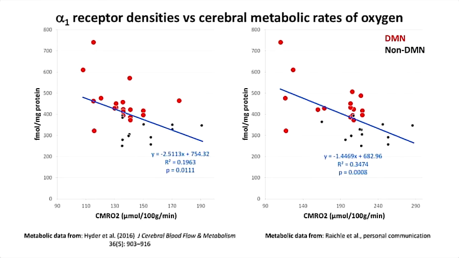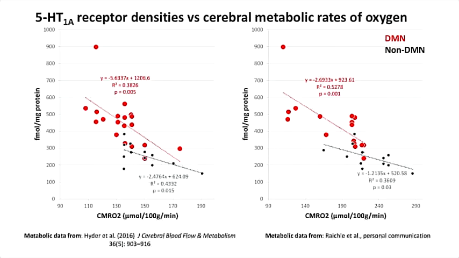Then we come to the next. Is this only for AMPA receptors? No, it's also for adrenergic alpha-1 receptors. They show the same. In the default mode areas and the non-default mode areas, the oxygen extraction goes down with increasing receptor density.